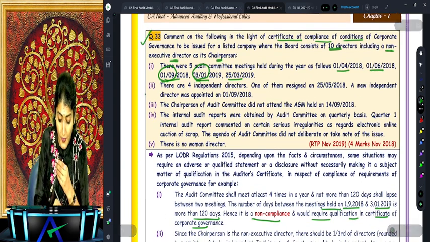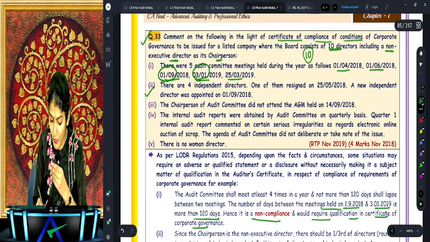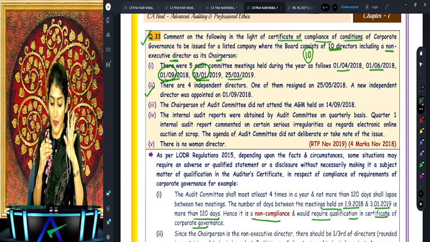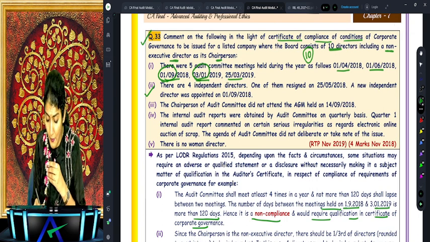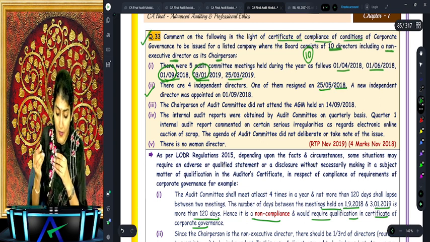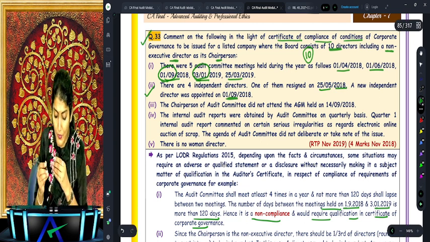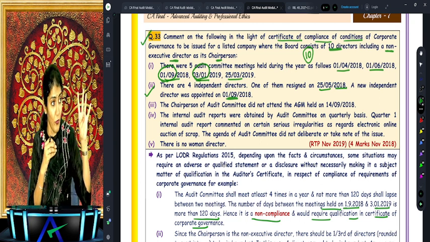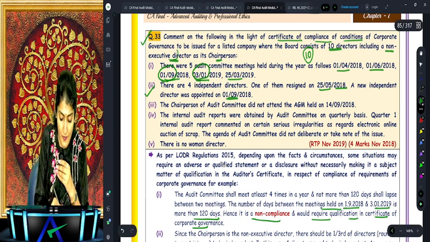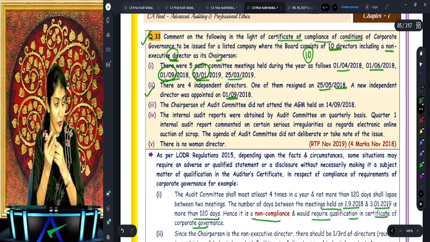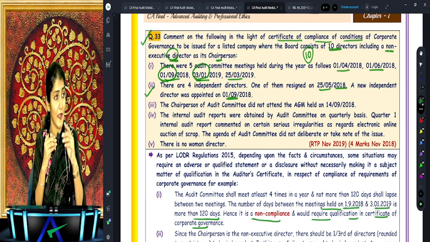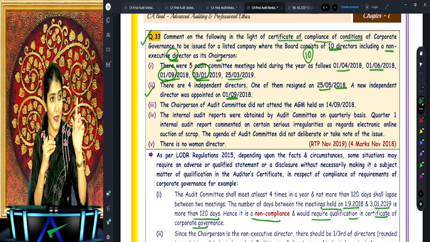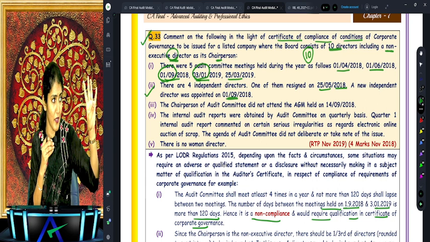Okay. There are 4 independent directors. What is the total number of directors? 10 directors. How many are independent directors? 4 are independent directors. One of them resigned on 25th of May. A new independent director was appointed on 1st of September 2018. So how many independent directors are there? 4 independent directors. Who is the chairperson? He is non-executive. So if he is non-executive, how many independent directors are required? 1/3 independent directors. So 1/3 independent directors means 3.33. That means 4 independent directors.